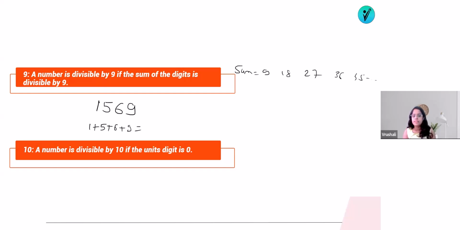1 plus 5, 6, 6 plus 6, 12, 12 plus 9, 21. 21 is not divisible by 9, so this number is also not divisible by 9. Not divisible. This sign is for not divisible.